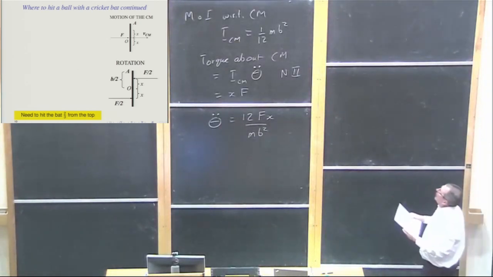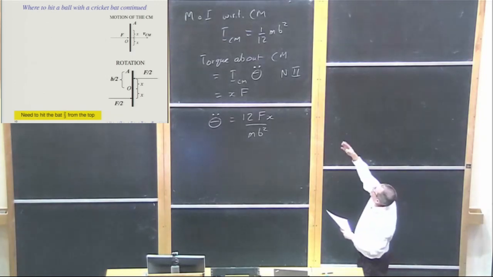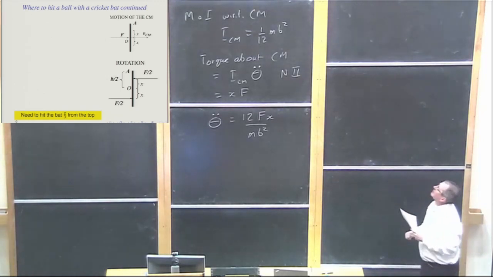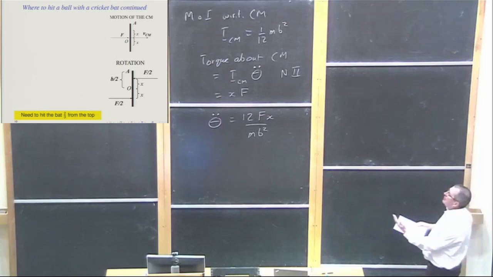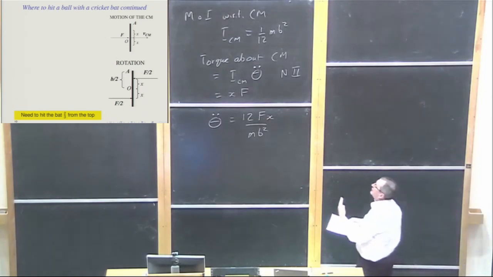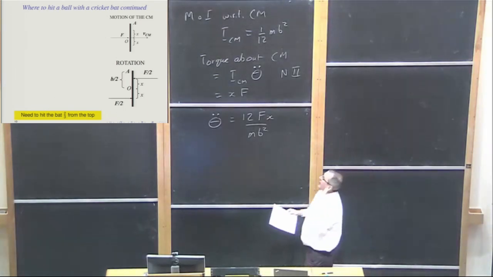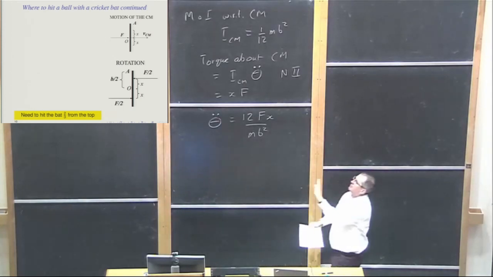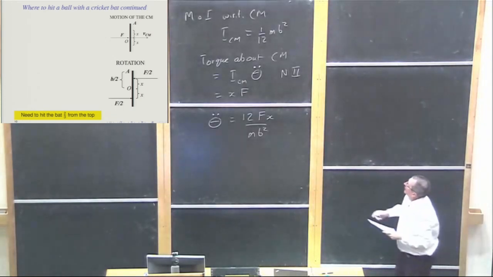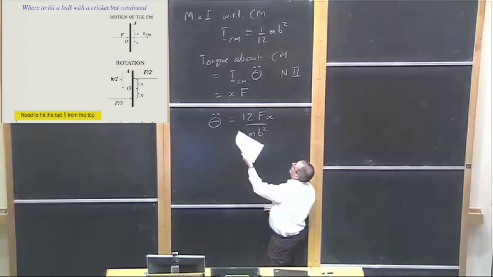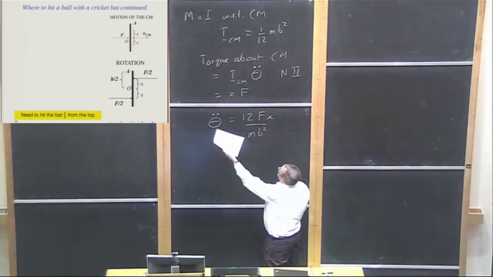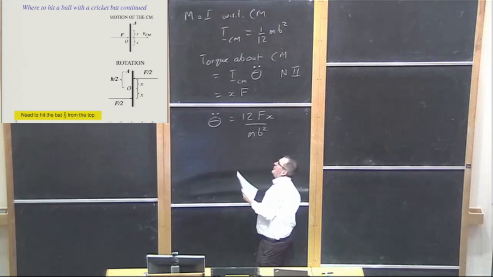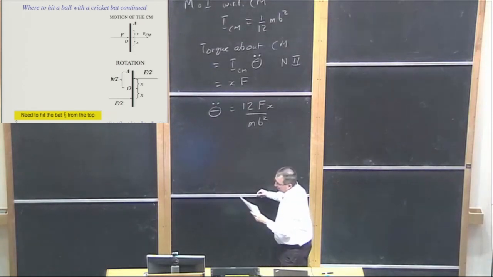Right, so we want to balance that against the translational acceleration. Again, to be clear, the bat is going to rotate in this direction while at the same time moving backwards. So to balance these things, we need to equate them, but this is an angular acceleration, so we need to turn it into a spatial acceleration.